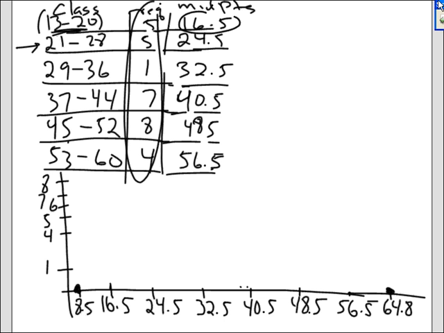At 16.5, you go up 5: 1, 2, 3, 4, 5. You put your nice dot there. And at 24.5, you also go up 5. And you go up 1 above 32.5. Right above 40.5, you go up 7: 1, 2, 3, 4, 5, 6, excuse me, 7, looks like right there.